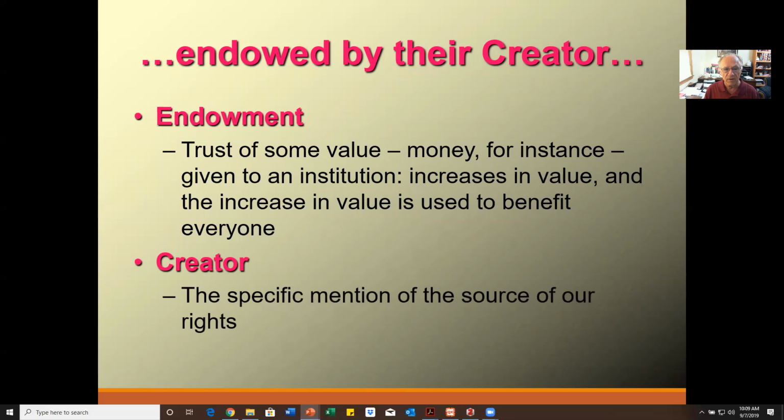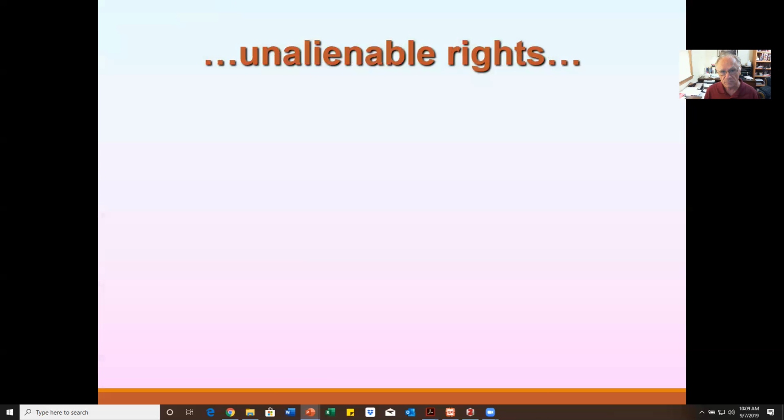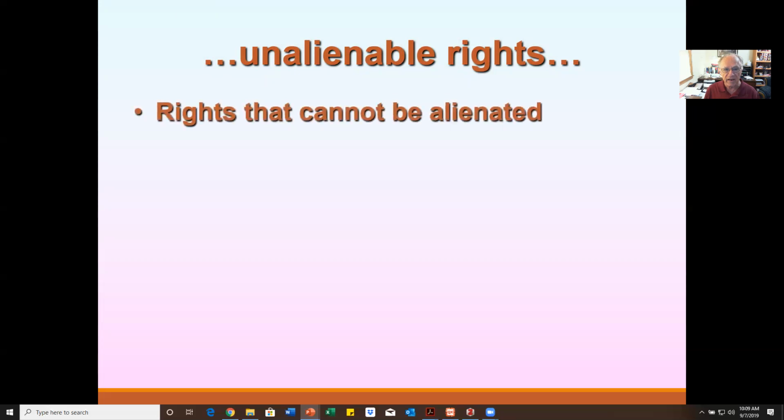And here, when we say endowed by the Creator, it's the specific mention of the source of our rights: our rights do not come from government. Our rights come from God. There is no question that the founders understood that our rights, our life, our beings, all came from God, from the Creator, in the context of the founding of the nation. No question. They talked about unalienable rights.